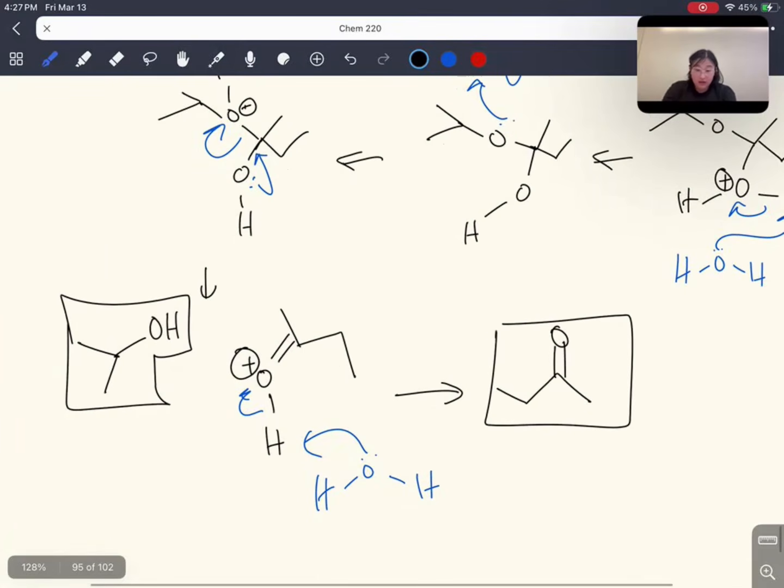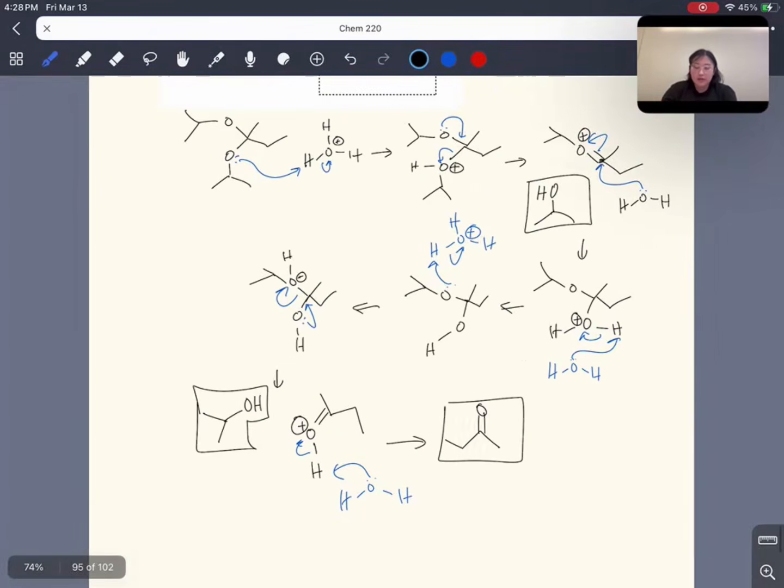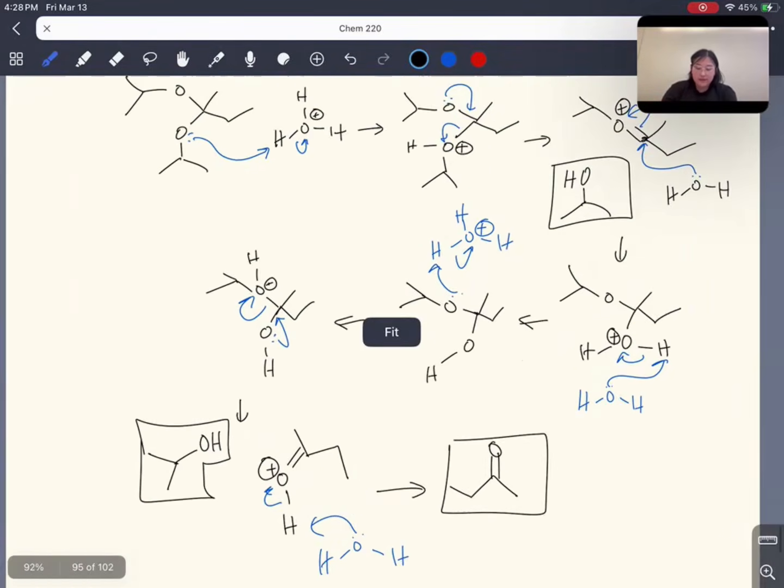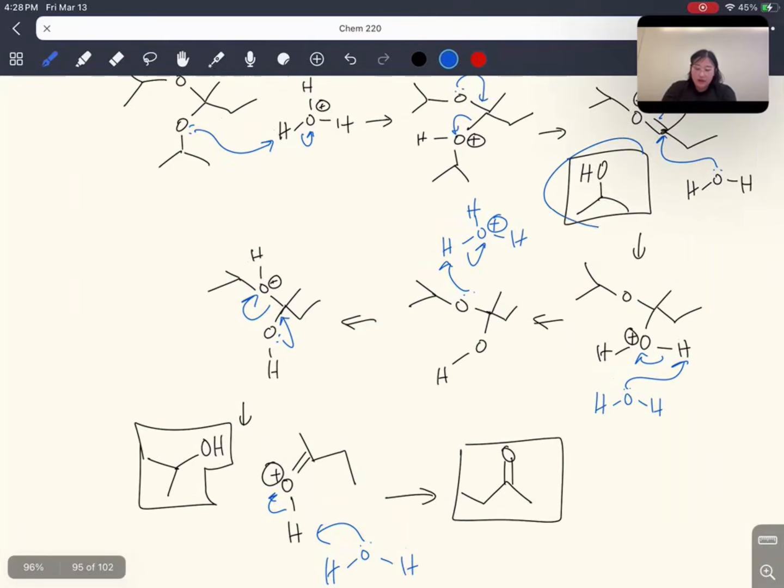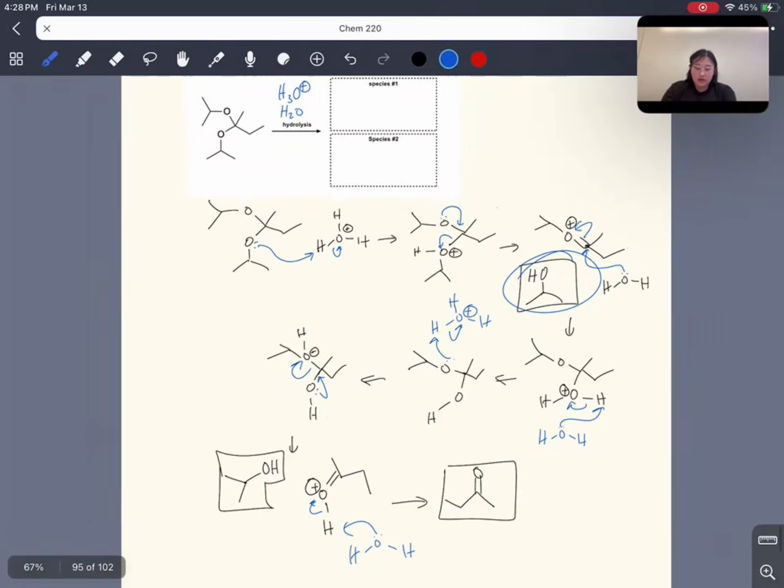And so the reason why it's important to draw out the mechanism is because if you didn't draw out the mechanism, you might not have realized that you have two equivalent OH groups, two equivalent alcohols that are formed, so you might have miscounted your carbons. But if you look at the mechanism and you draw it out, you can see that that is how you get the two species.